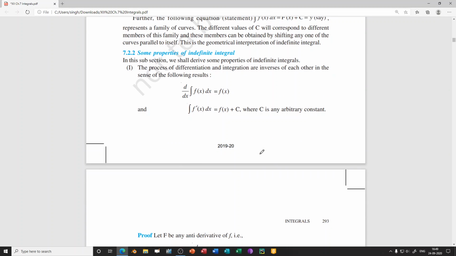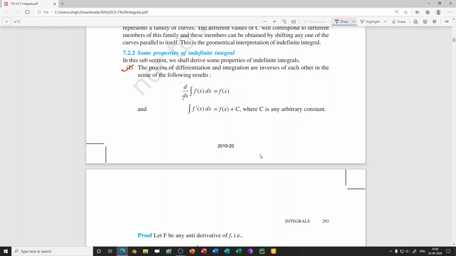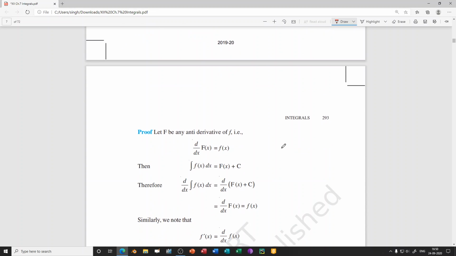Let us learn some properties of indefinite integral. The first one: the processes of differentiation and integration are inverse of each other in the following sense. If we differentiate the integration of f(x) dx, what we get is the function f(x). The differentiation d by dx and the integration dx cancel each other and we get the function f(x). And integration of f dash x dx is equal to f(x) plus c, where c is an arbitrary constant. So this is property number 1.